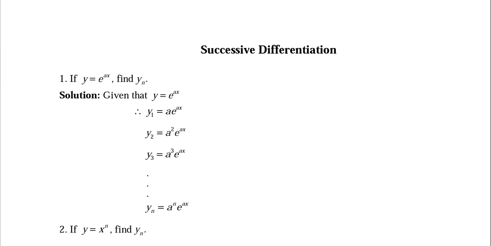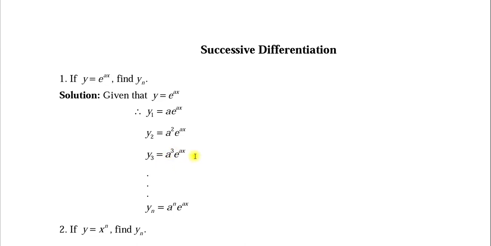So, if we differentiate a e to the power ax, we get a square e to the power ax. As there was already one a and we differentiate this part again and we get a e to the power ax, so a into a equal to a square. Using the same formula, you get y3 as a cube e to the power ax.